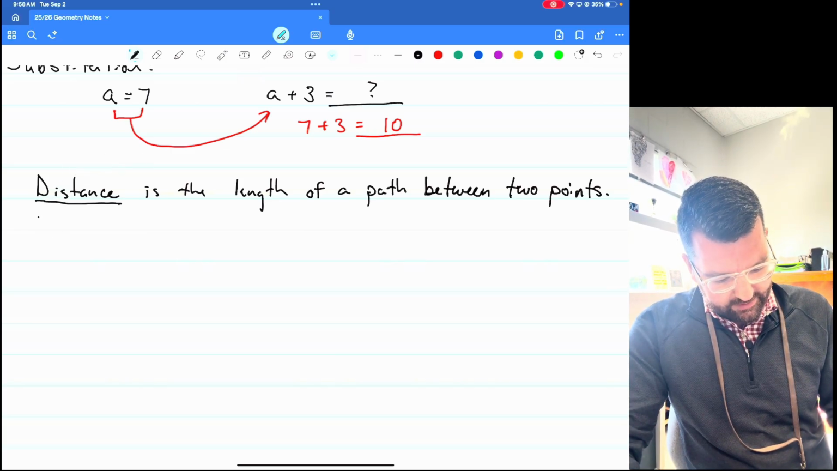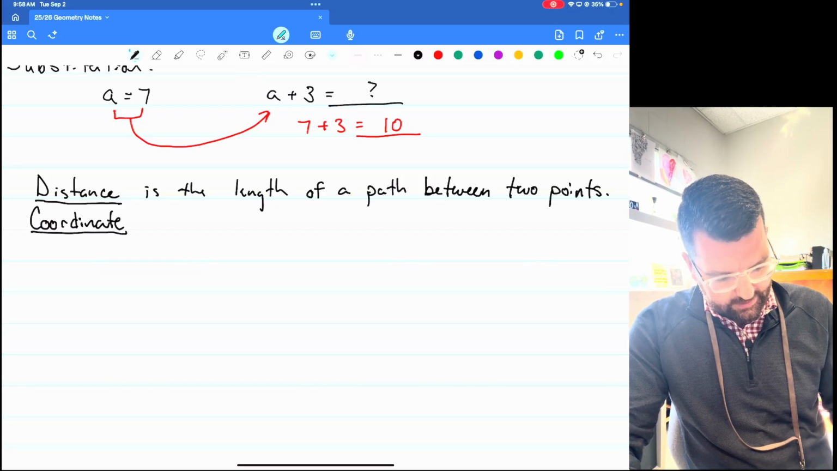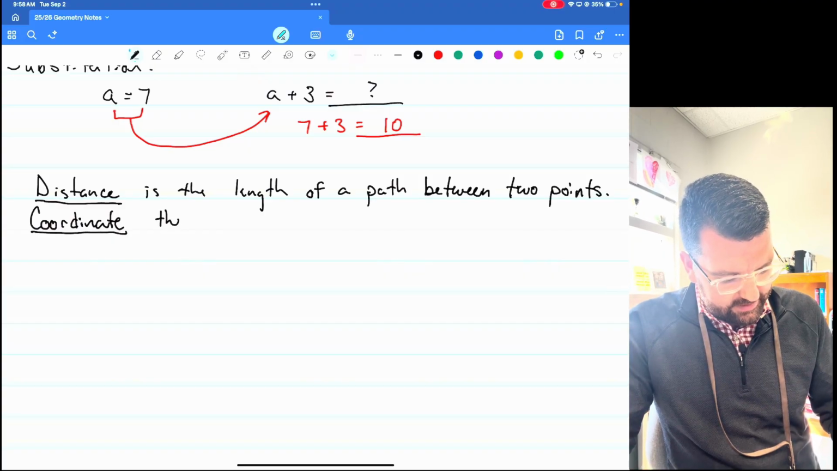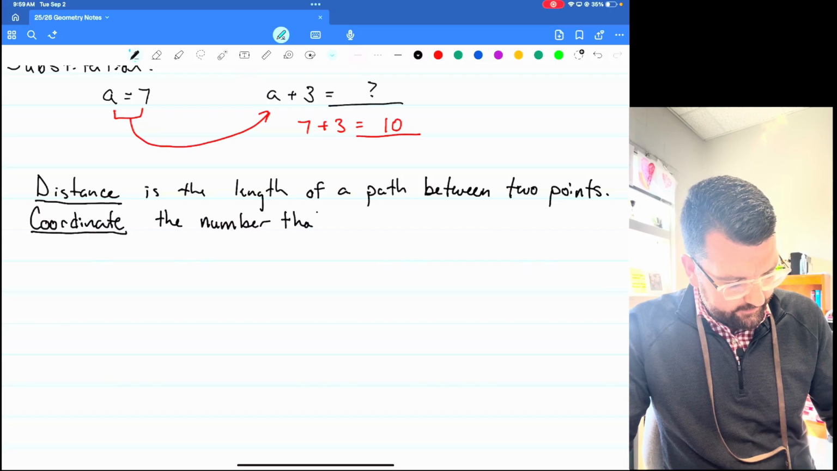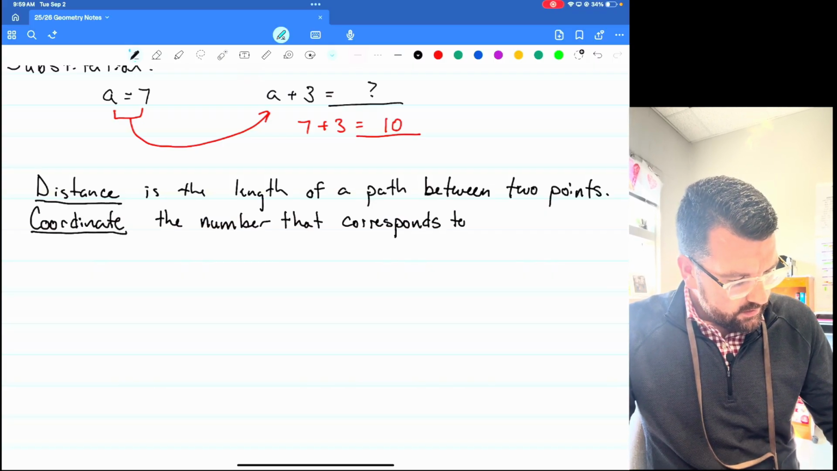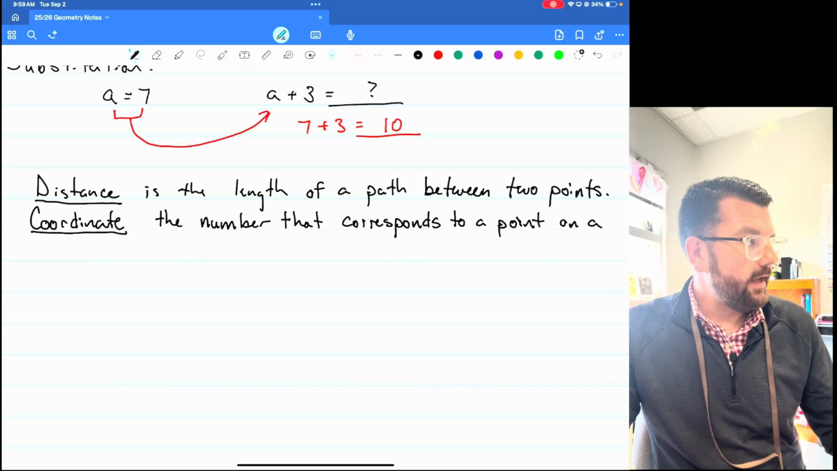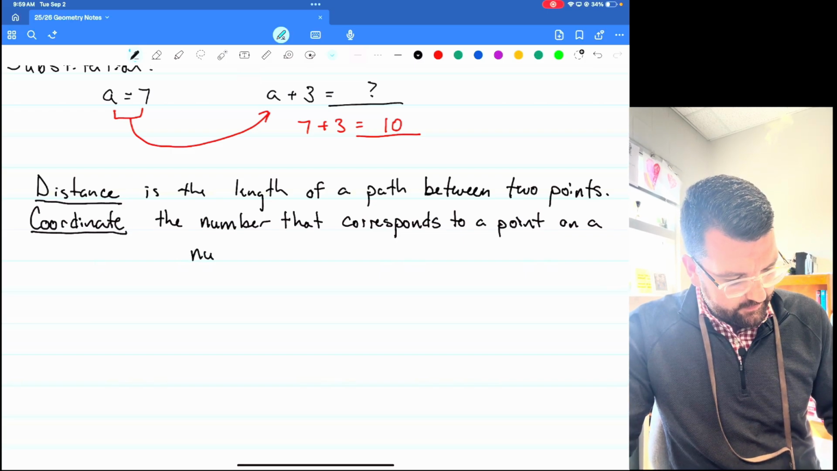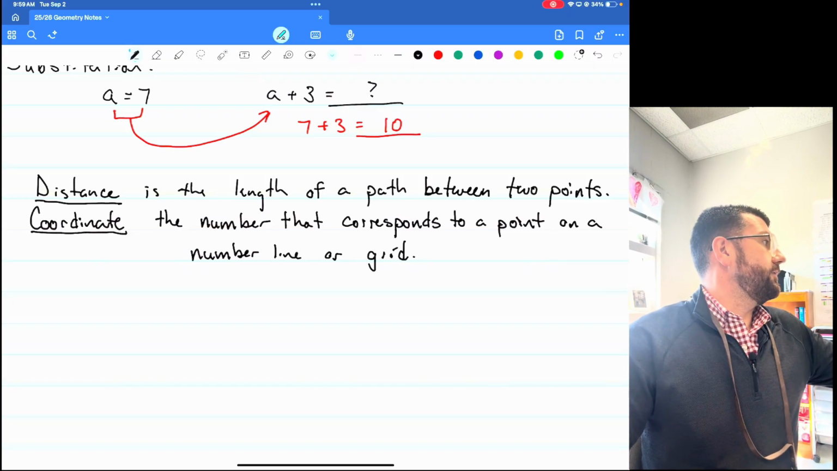This is a vocabulary word. Coordinate is a vocabulary word. It's the number that corresponds to a point on a number line or grid.